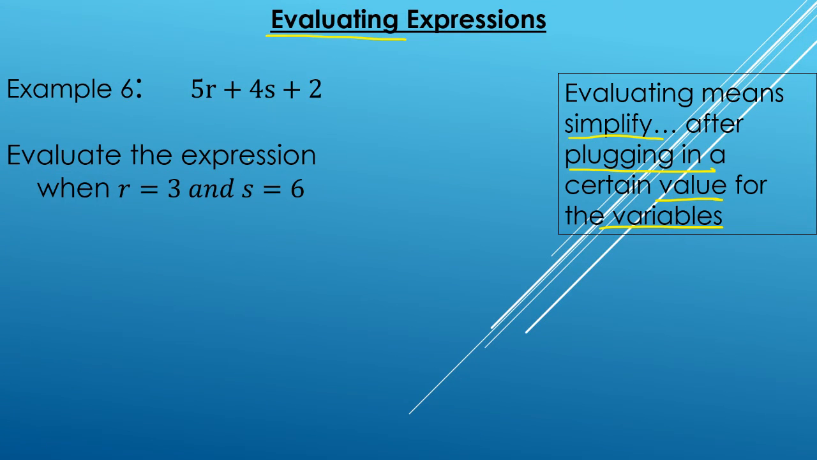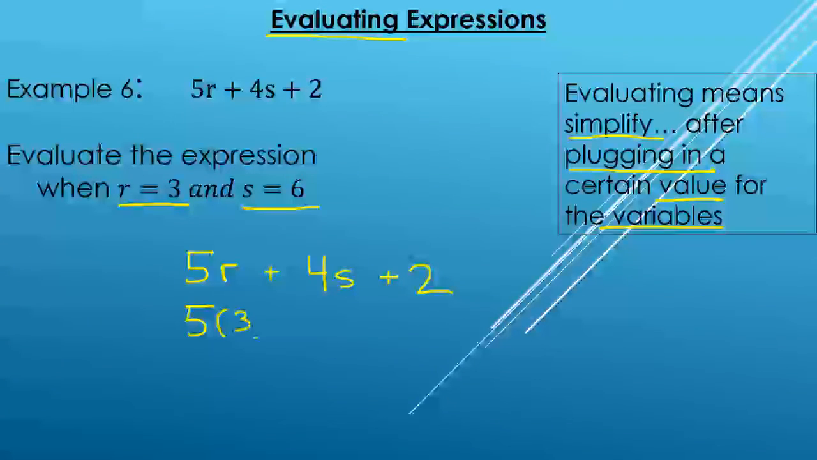Now here's the rest of our actual example. It says evaluate the expression when r is equal to 3 and s is equal to 6. If you look at the problem above, you can't really do anything with it. There's no like terms. There's an r number, an s number, and a plain old 2. But once we plug in our values for r and s, that'll change. It says r is equal to 3, so I'm going to switch out 3 for the r, and I'm going to switch out 6 for the s, like that.